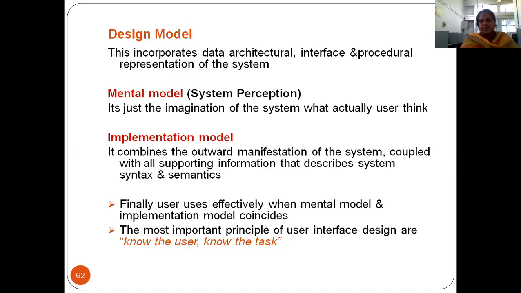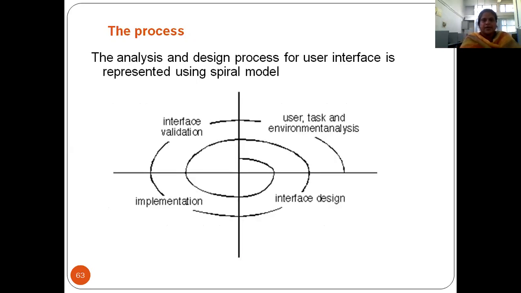The most important principle of user interface design is to know the user, know the task. You should know the user and also what task is assigned by the user. Here the analysis and design process for the user interface is represented with this spiral model. In this spiral model, you can see user, task and environment analysis, next interface design, next implementation, next interface validation. So this is the spiral model.